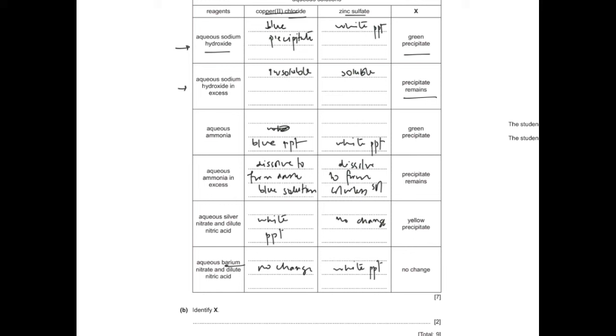Now you need to identify X. What exactly is X? It is giving yellow precipitate. So with silver nitrate, yellow precipitate means iodide. The anion is iodide, and the green precipitate means iron 2. Okay. So the identity of X will be iron iodide, or FeI2. Iron 2 iodide, or FeI2.